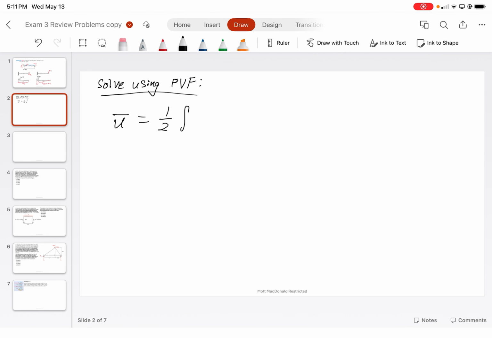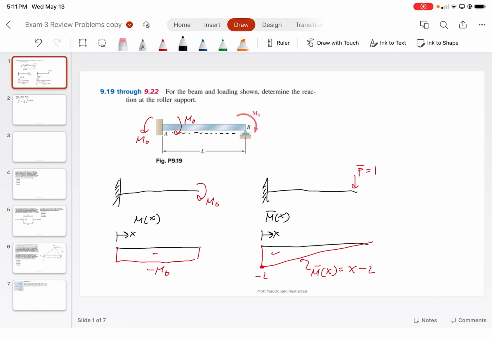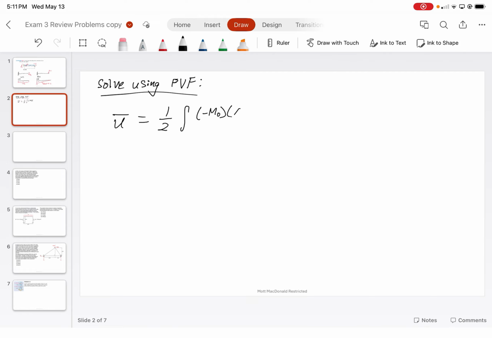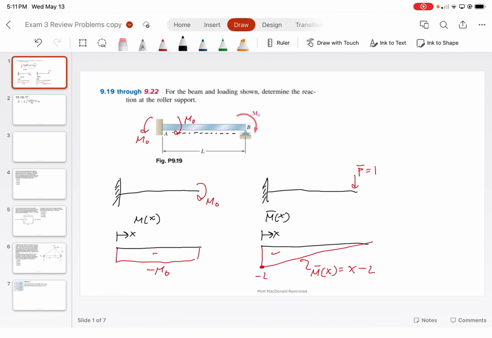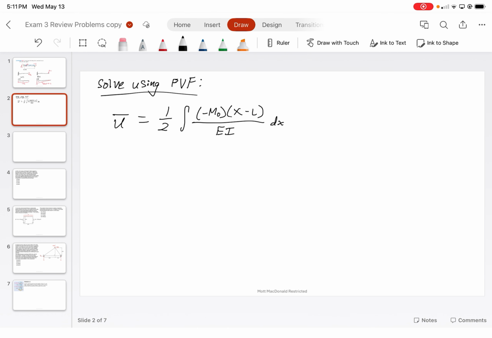So what we have is m of x, which was equal to negative m naught, and then we have m bar of x, which is equal to x minus L. EI is assumed constant unless we specified it in the problem, which we didn't in this case. So we could just safely assume EI is constant throughout. From here, we just set our bounds of integration from 0 to L, since that is the range in which those diagrams are. So we get 1/2 times the integral.